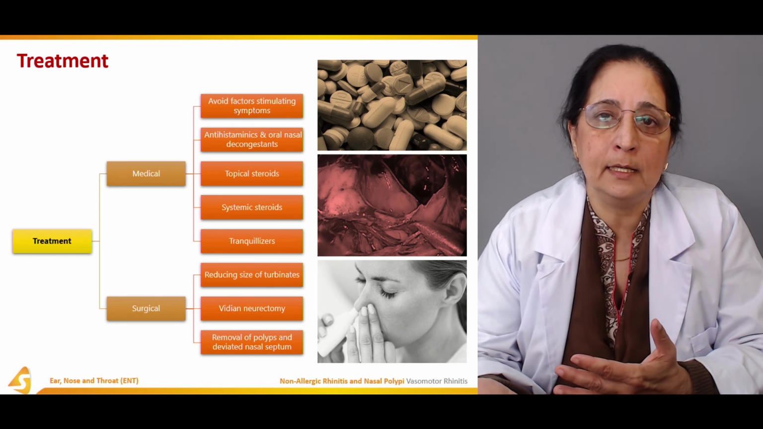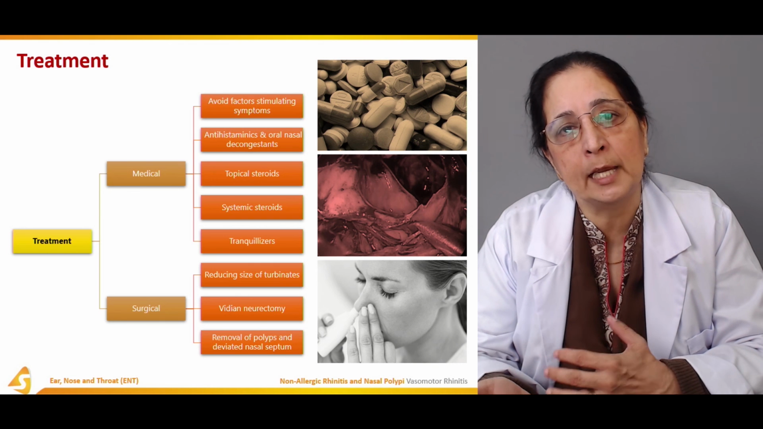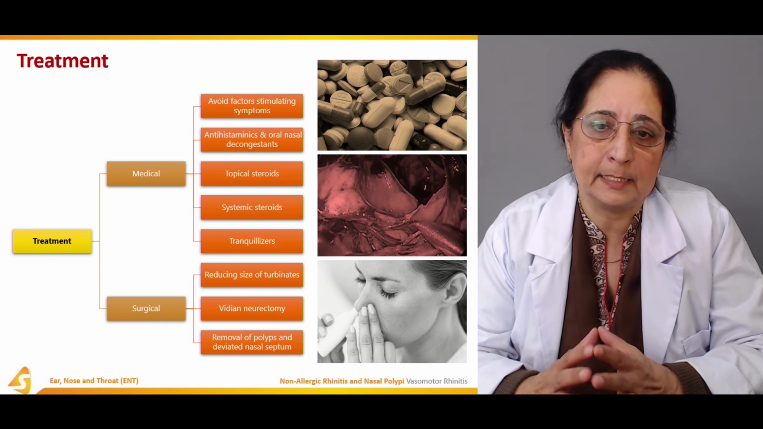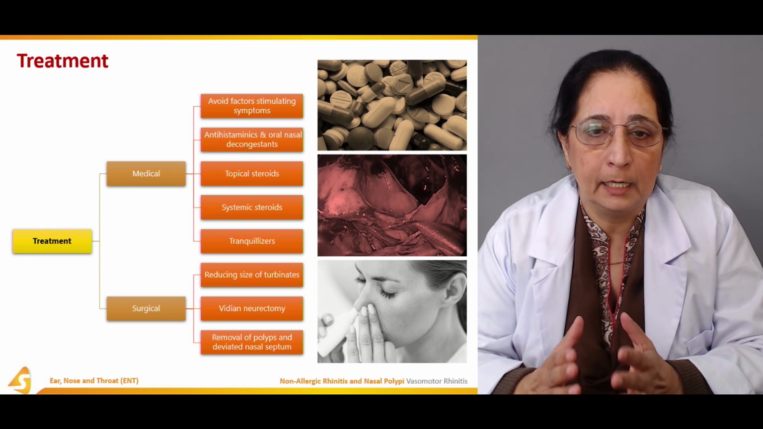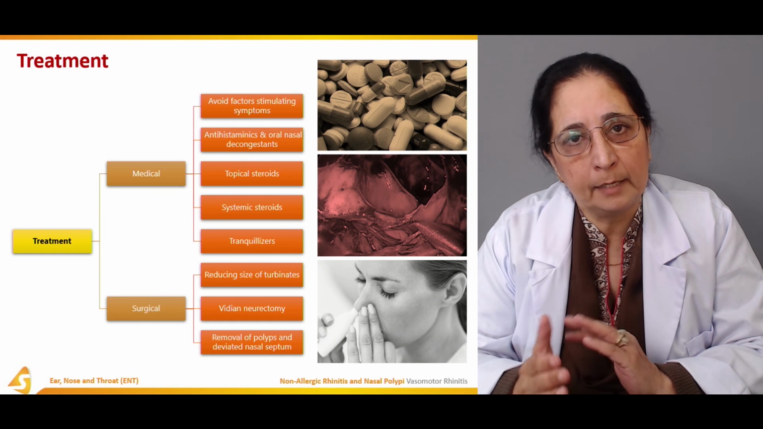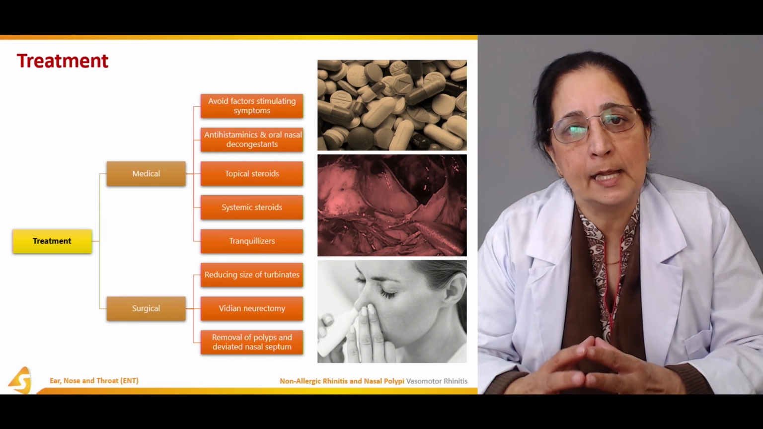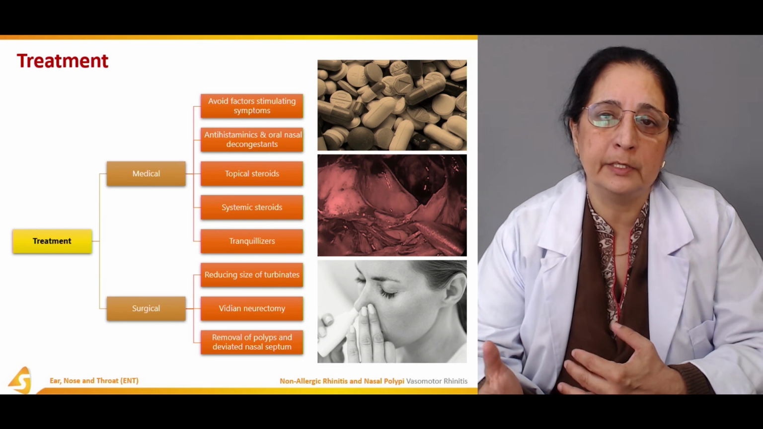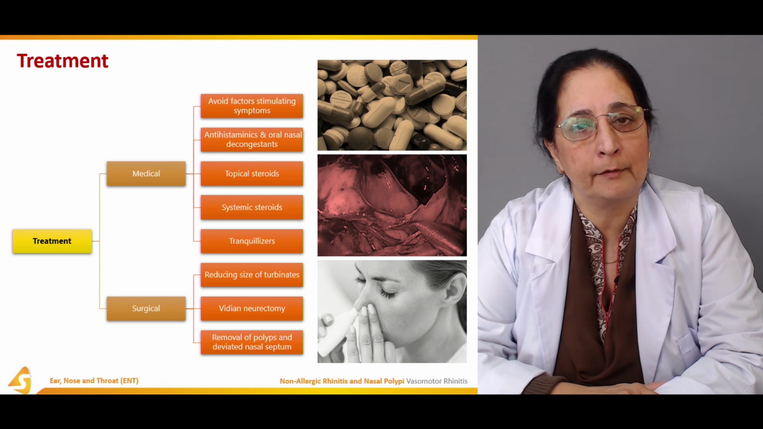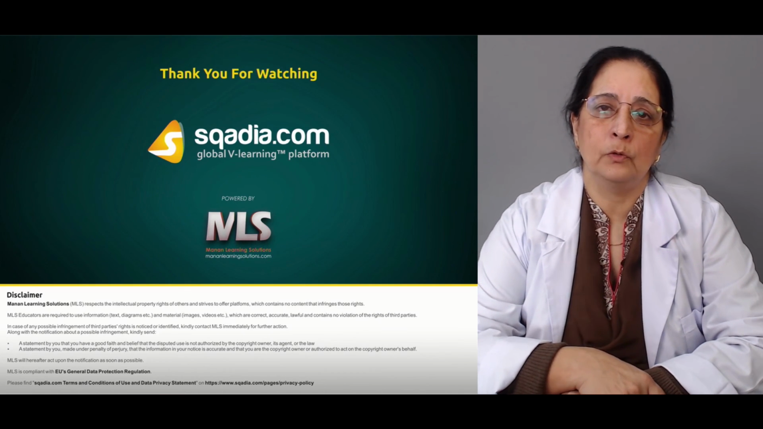And as with any other rhinitis, even allergic rhinitis, antihistamines give relief, steroids are very effective in the treatment of rhinitis, and tranquilizers are also effective. They can calm the patient, especially when the emotional type of rhinitis is present. So all these are the different treatment options for vasomotor rhinitis. So that was all about vasomotor rhinitis.